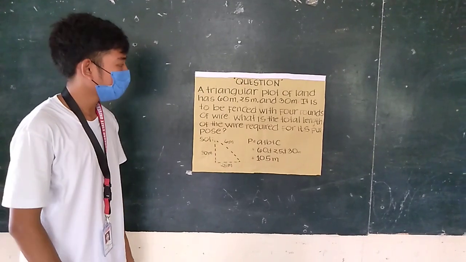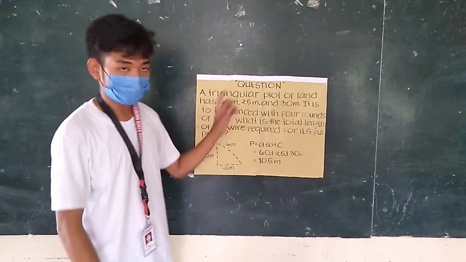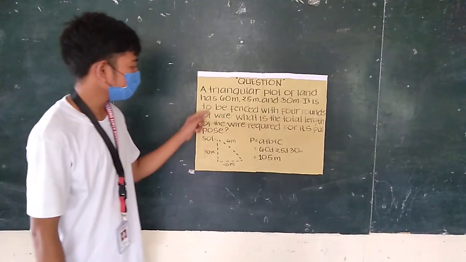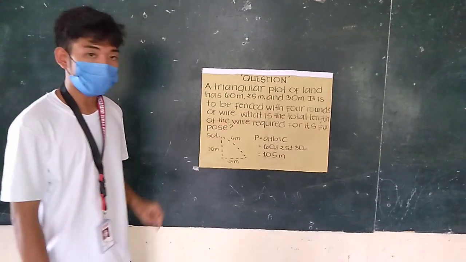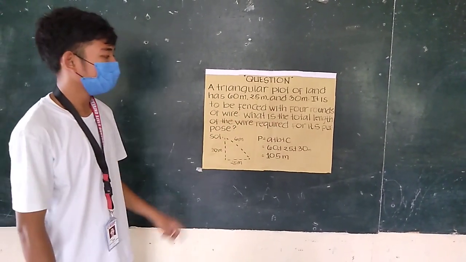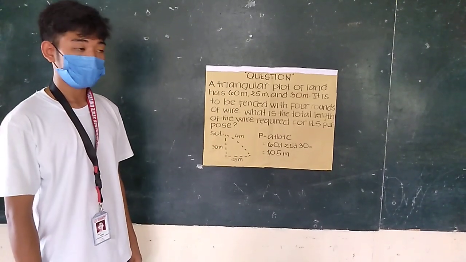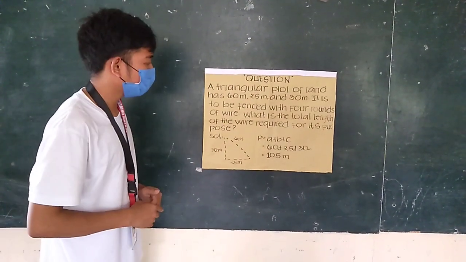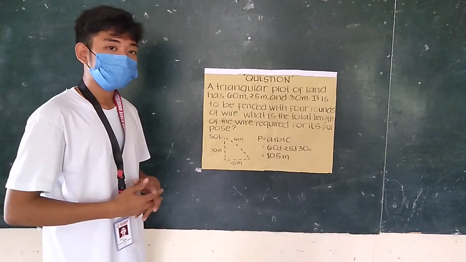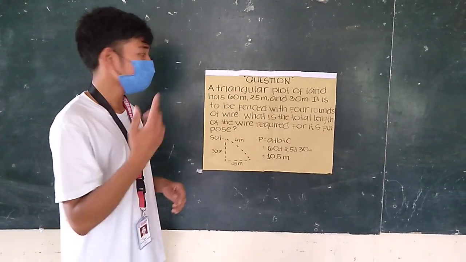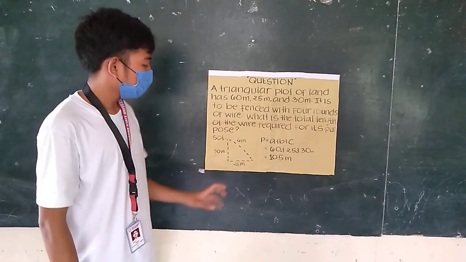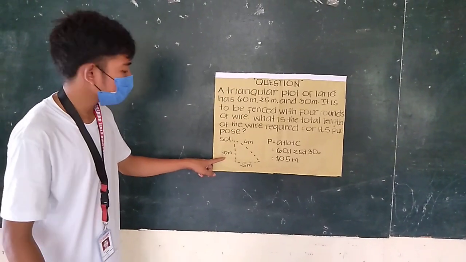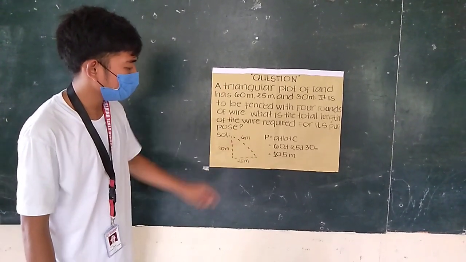So the first question that we have to answer is: a triangular plot of land has sides of 60 meters, 25 meters, and 30 meters. It is to be fenced with 4 rounds of wire. What is the total length of the wire required for this purpose? Based on this, we already know that the shape we are going to answer is a triangle. Therefore, let us draw a triangle with the lengths of its sides, which are 30 meters, 25 meters, and 60 meters.